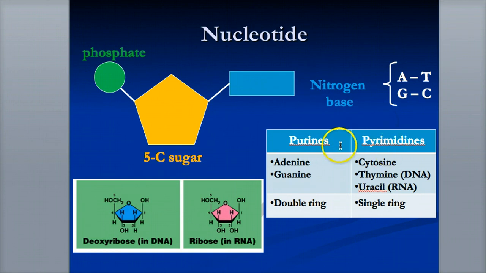These are the names of the types of what A, T, G, and C are. A and G, adenine and guanine, are called the purines. Cytosine, T and U, thymine and uracil, which are different for DNA and RNA, are called pyrimidines. Again, it's a lot of stuff to memorize. It might take you some time to repeat and really understand this, but that's what these are called.